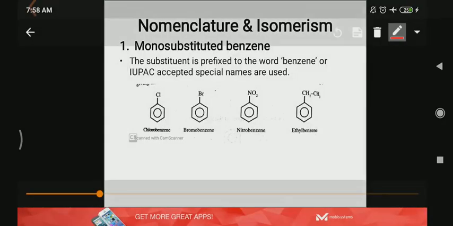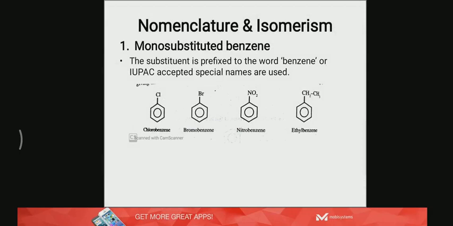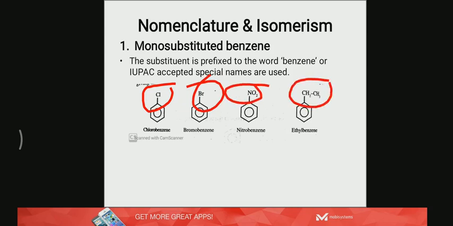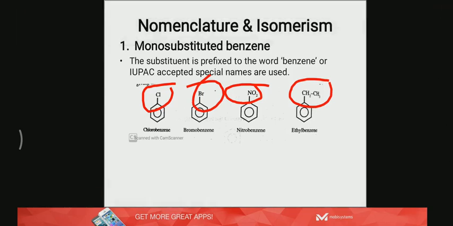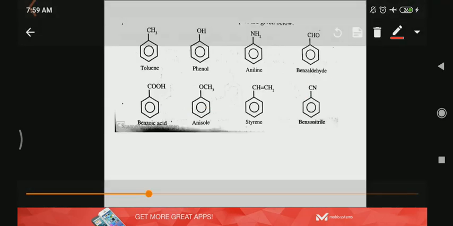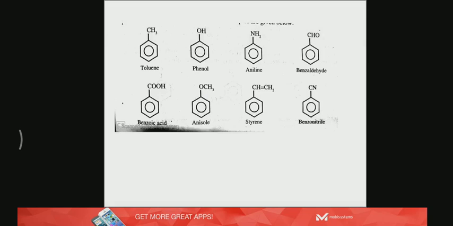Here, the first one, you can see Cl is the substituent. So we call it chlorobenzene. We fix chloro as the prefix. So chlorobenzene. Next is bromobenzene, nitrobenzene, ethylbenzene. See, in a cyclic compound, if there is only one substituent or functional group, we need not mention any position. Position comes only when there are more than one substituent. Let's go to the next examples, more examples.